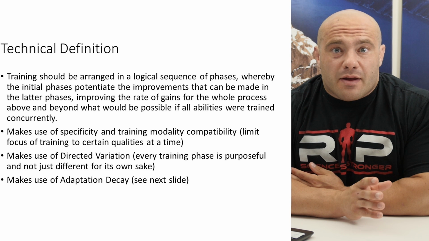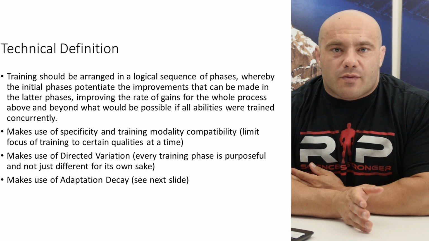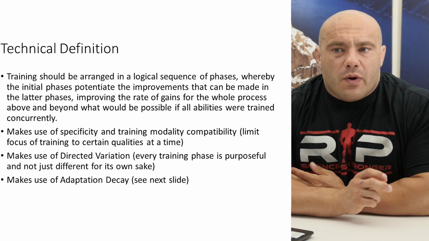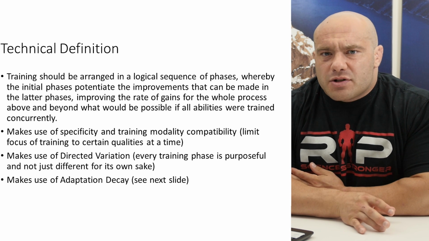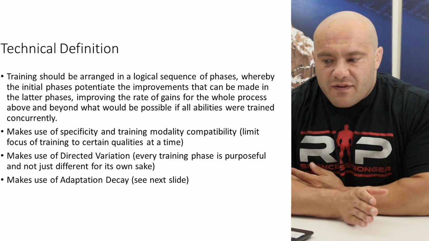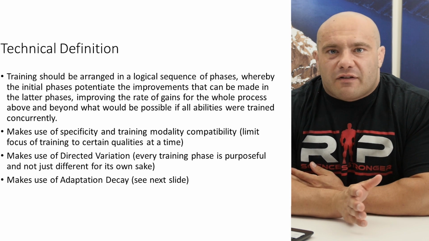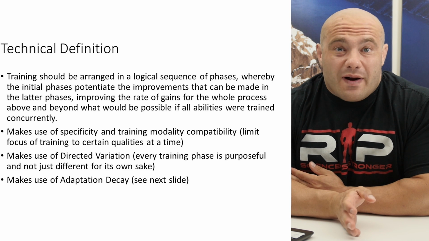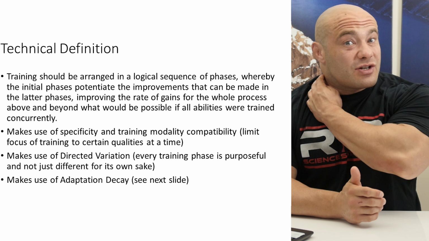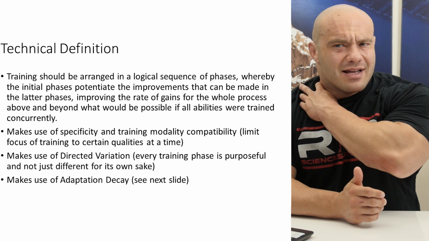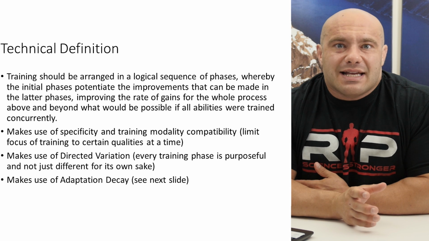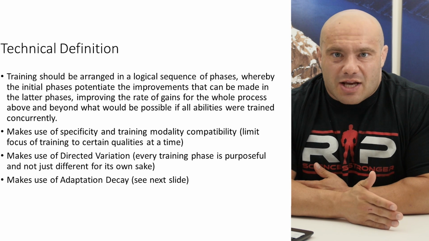In addition, the phase potentiation principle makes use of directed variation. When we go from hypertrophy to strength, we are not varying at random. We didn't go from hypertrophy to work capacity. We went hypertrophy to strength because every training phase is purposeful and not just different for its own sake. It's hypertrophy to strength. It's not the other way around, and it's not some random assortment. So yes, variation is a super important part of phase potentiation. It's really very much an extension of variation, but it is a very special case of the directed adaptation subprinciple, you could say.